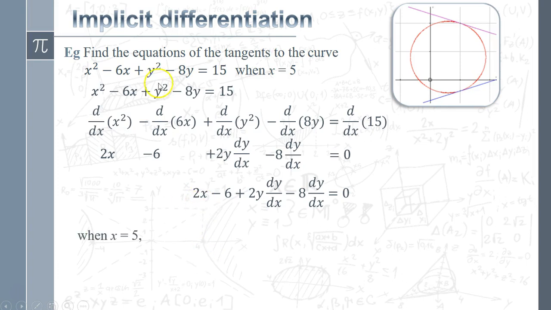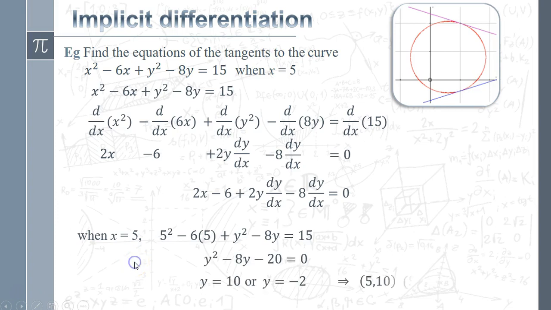When x equals 5, let's go back to our original equation up here, plug 5 into there, and we'll come up with some y values. So there we go. That's what happens when you put x in. It turns out to be a nice simple quadratic. And so we've got our 2 points. That one there is 5, 10. That one there is 5, minus 2.